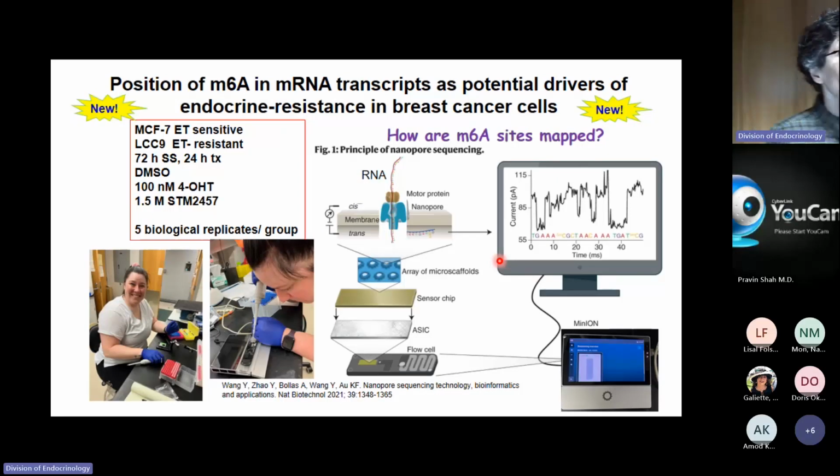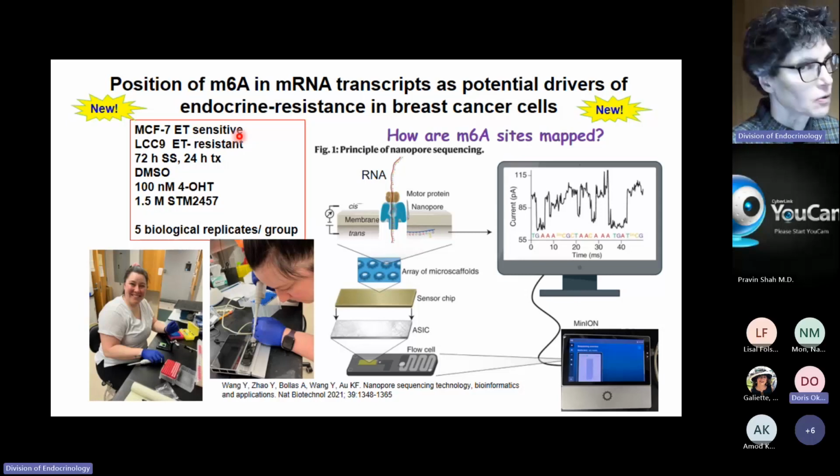So now another new topic. And this is looking at the position of m6A in mRNA transcripts as potential drivers of endocrine resistance in breast cancer cells. So Kelly Peel treated MCF7, endocrine therapy sensitive, and LCC9, endocrine therapy resistant cells. First, the cells were serum starved for 72 hours, and you have to do that with breast cancer cells in order to see any effect of hormones or endocrine therapies on the cells.